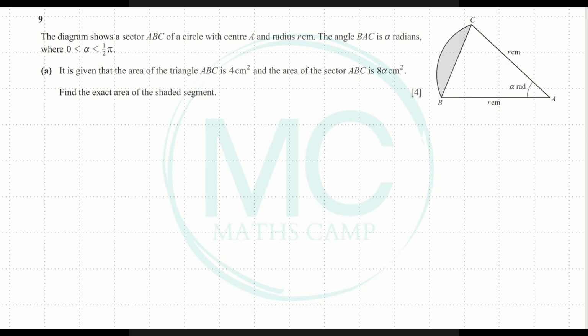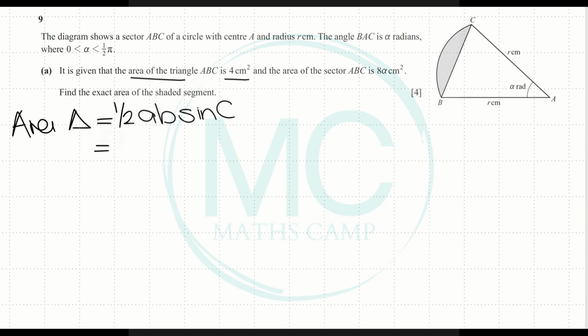We have two unknown variables, and when we need to solve for two unknown variables, we need to use simultaneous equations. The question tells us that the area of a triangle is 4 centimeters squared. Let's start with the formula. So we can say the area of a triangle is 1/2 AB sine C.